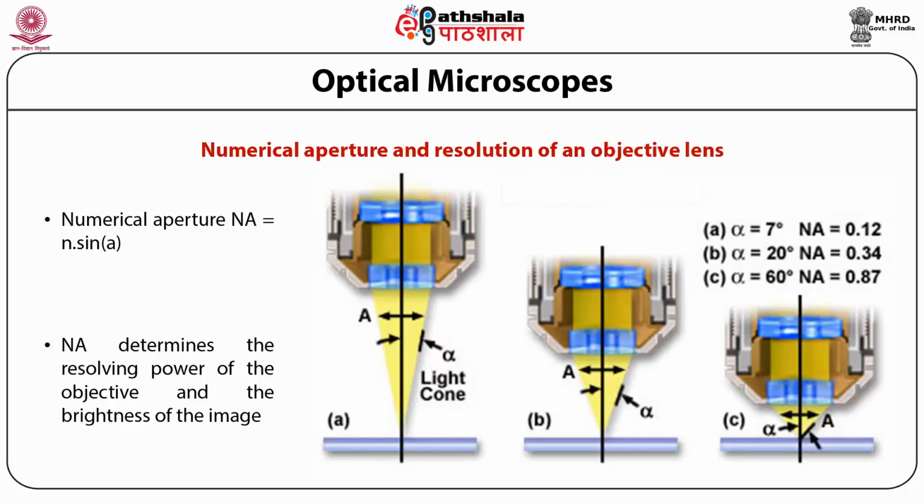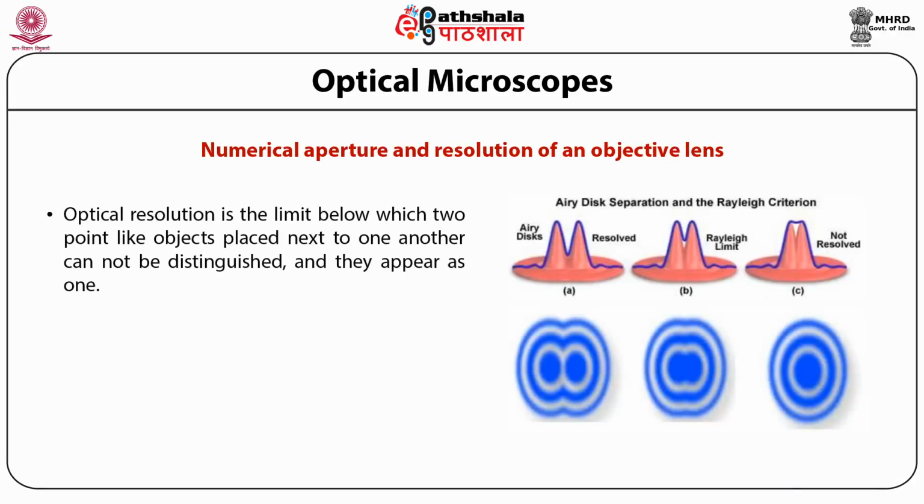And then once you know the numerical aperture of the objective lens, meaning you have got an idea about the angle of the light cone accepted by the objective, that will determine your resolving power. Optical resolution is the limit below which two point-like objects placed next to one another cannot be distinguished, or they appear as one. For example, as shown in this picture, two point-like objects, the light coming from them is described through a function called the intensity distribution function.